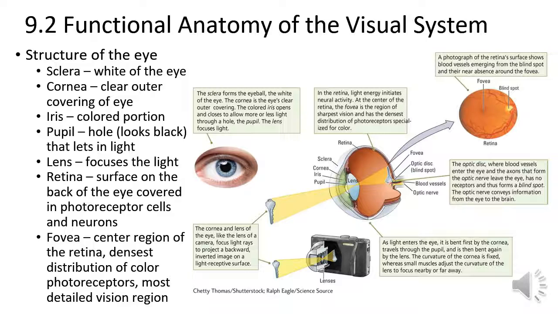The iris opens and closes a little bit more to let more or less light through the hole, making the pupil look bigger and smaller. The lens focuses the light. The retina is the surface on the back of the eye that's catching the light, and the retina is covered in photoreceptor cells and retinal neurons. And then the fovea is this smaller area in the center of the retina, which has the densest distribution of color photoreceptors, and thus creates the most detailed vision.